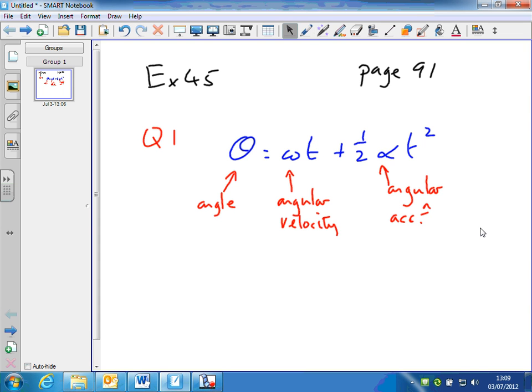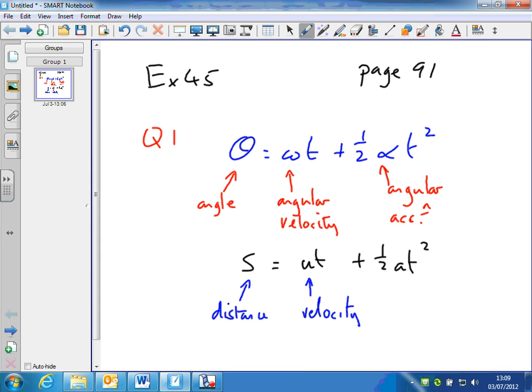So this rotation is actually exactly the same idea as another formula that if you don't know you will come across. s equals ut plus a half at squared is exactly the same form as this, but for linear distance moves. So s represents distance, u represents linear velocity, and a represents acceleration, linear acceleration.